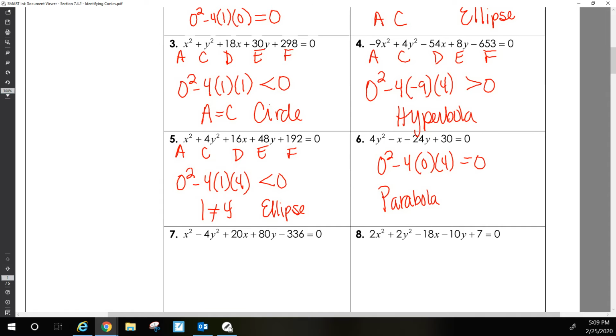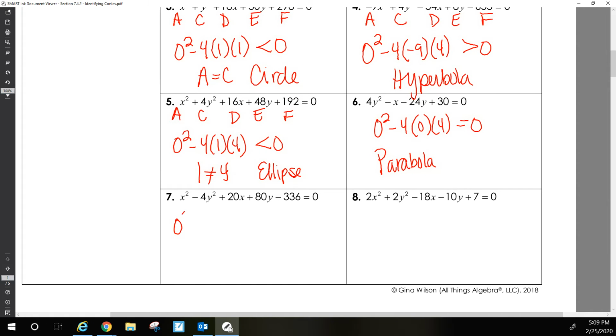All right, number 7, we're talking about 0 squared minus 4. Coefficient in front of x squared is 1. In front of y squared is negative 4. Negative times negative, this is going to be positive. When we're bigger than 0, we're talking about a hyperbola.